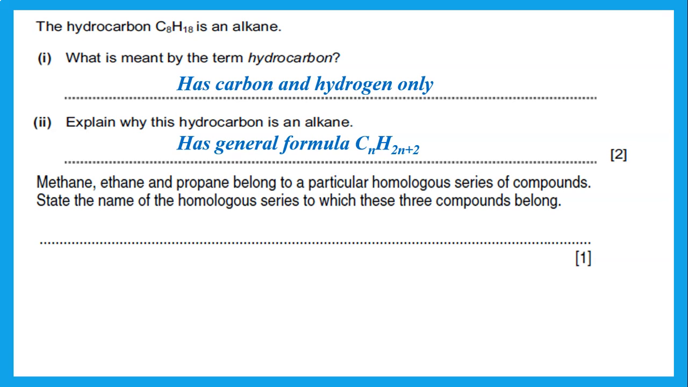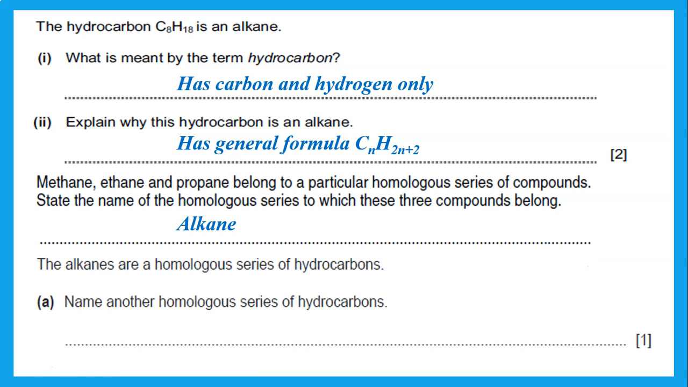Methane, ethane, propane belong to a particular homologous series. State the name of the homologous series. Of course, if we're talking about methane, ethane, propane, then all of these belong to the homologous series called alkanes. Alkanes are a homologous series. Name another homologous series of hydrocarbons. The ones that we talk about are alkanes and alkenes. Remember, alkanes and alkenes are the hydrocarbons we have in the IGCSE syllabus.